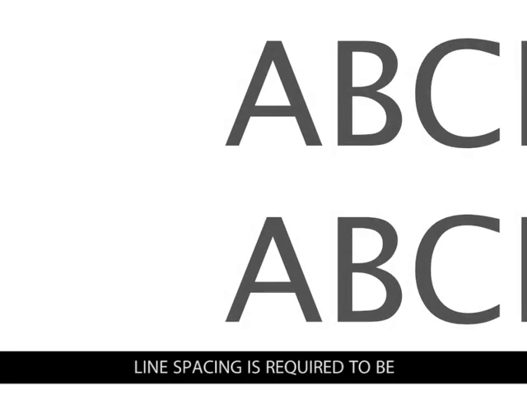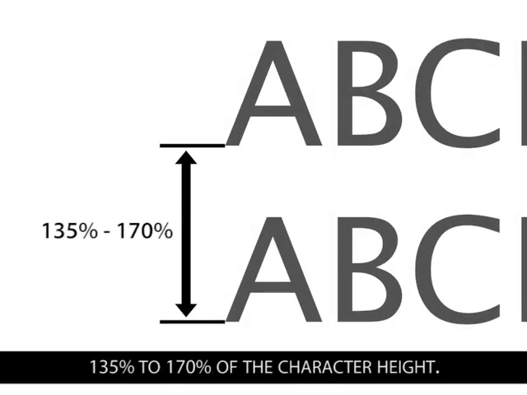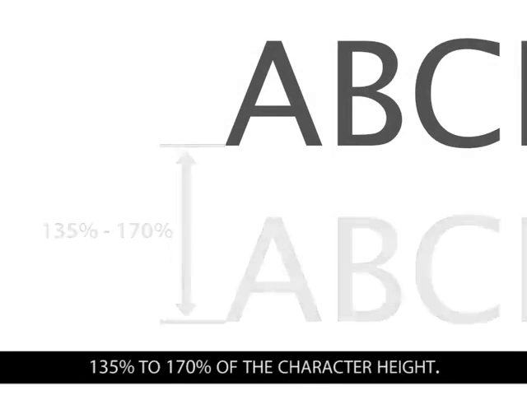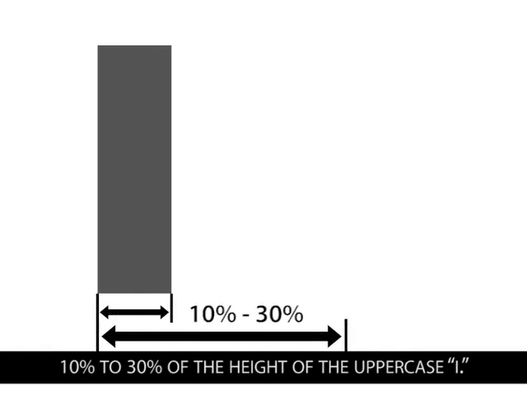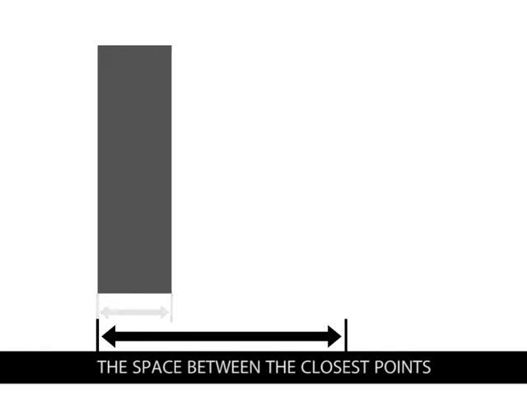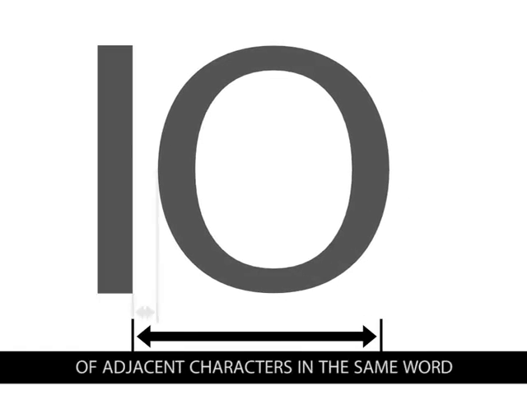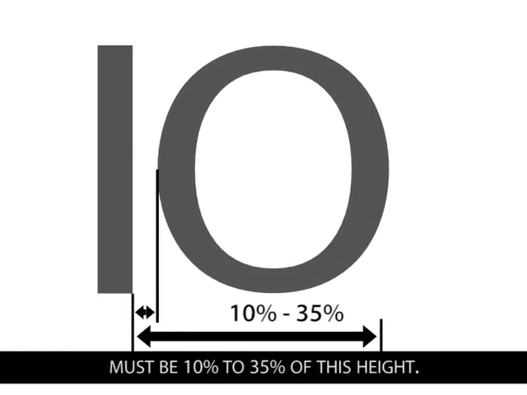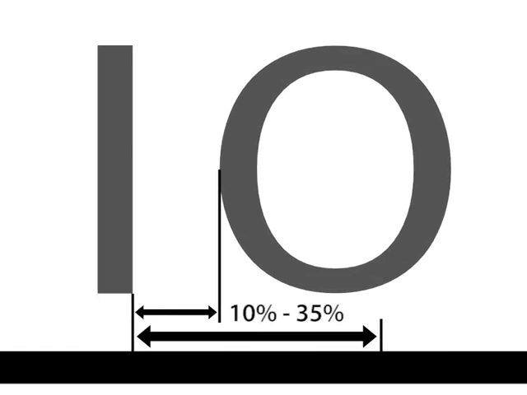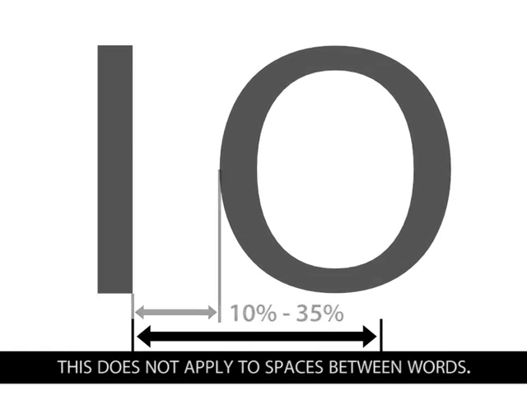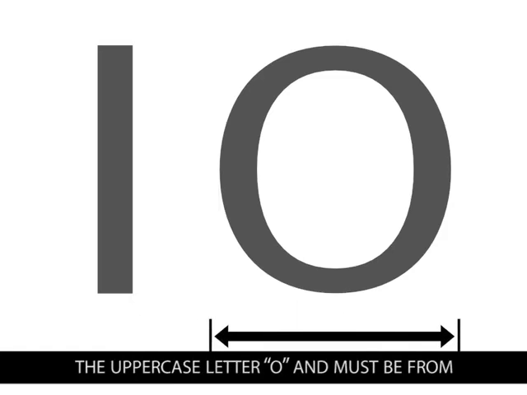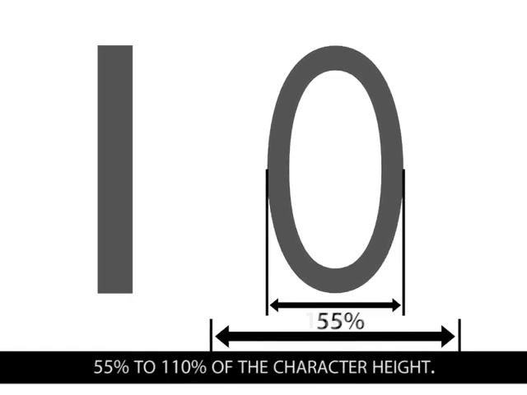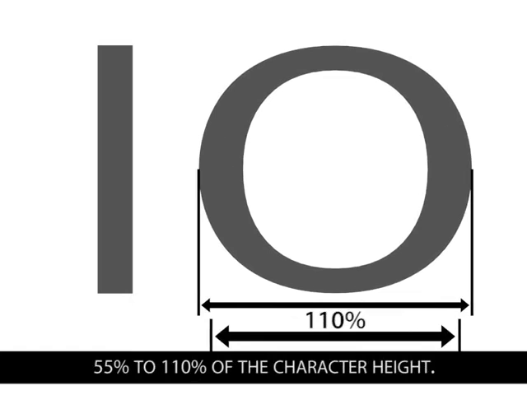Line spacing is required to be 135% to 170% of character height. The stroke thickness is required to be from 10% to 30% of the height of the uppercase I. The space between the closest points of adjacent characters in the same word must be 10% to 35% of this height. This does not apply to spaces between words. The character width is based on the uppercase letter O and must be from 55% to 110% of character height.